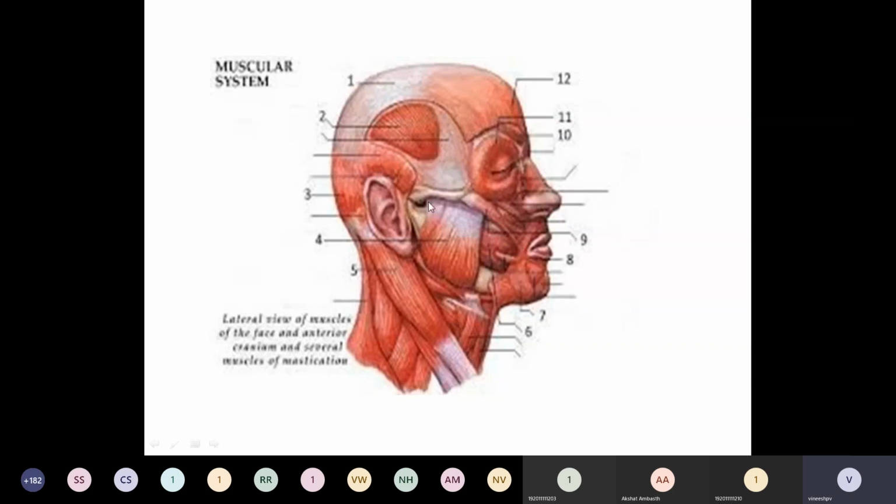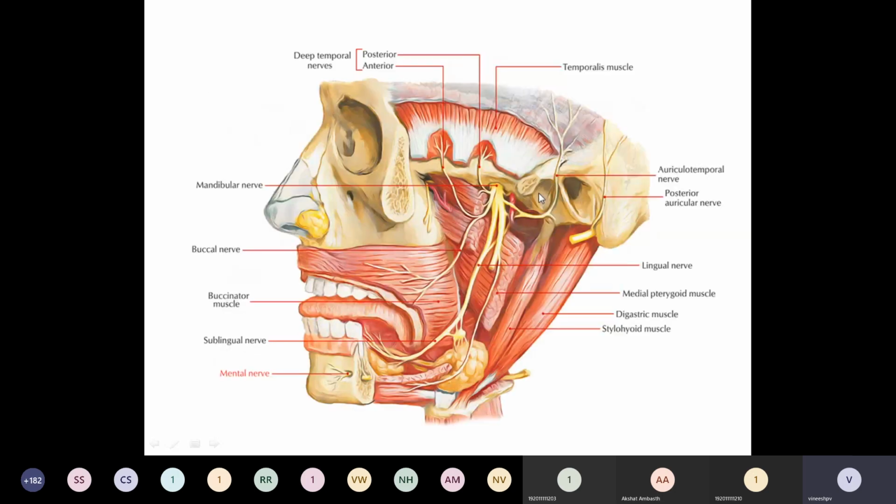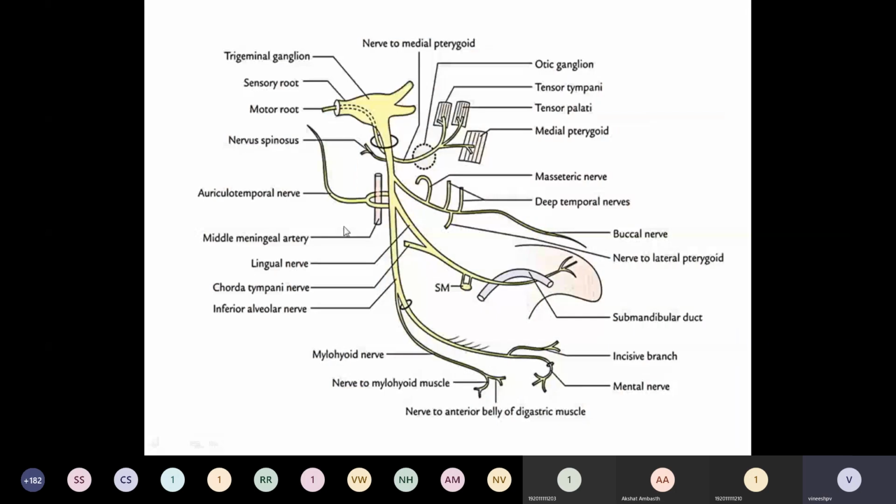So the mandibular nerve supplies this entire region: the lower mandibular region, the lower lip, the lower part of the cheek, and up to this region. Fine. The posterior division immediately divides into a lingual nerve and an inferior alveolar nerve, and one more it gives: a small branch here, the auriculotemporal nerve.